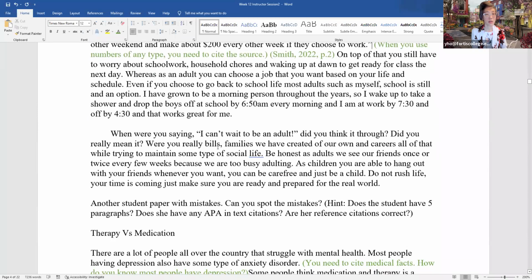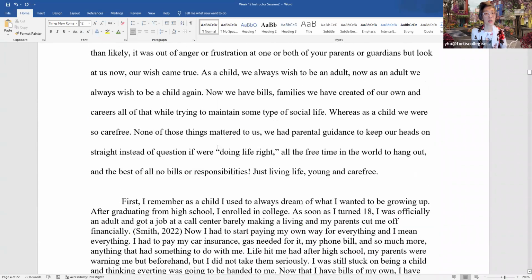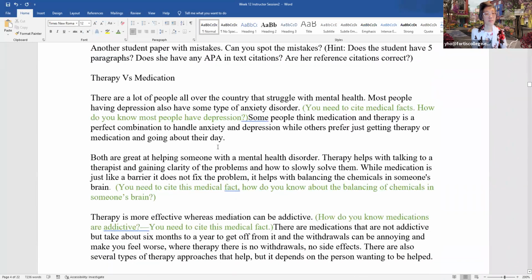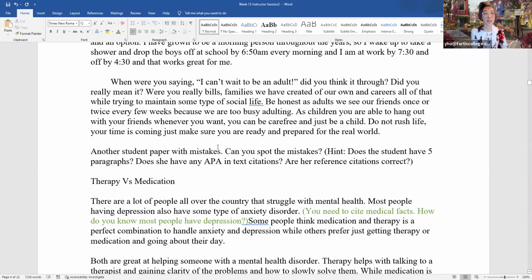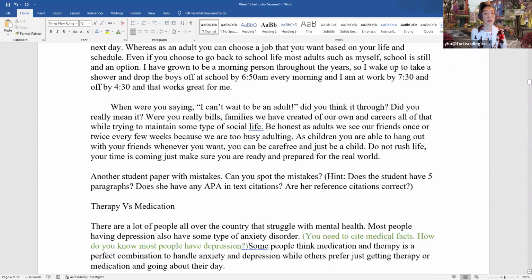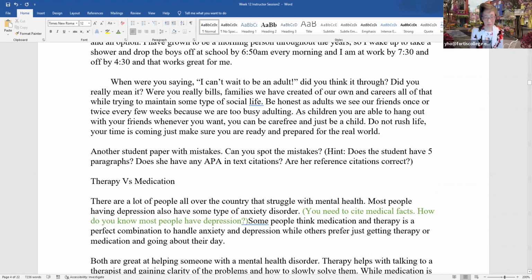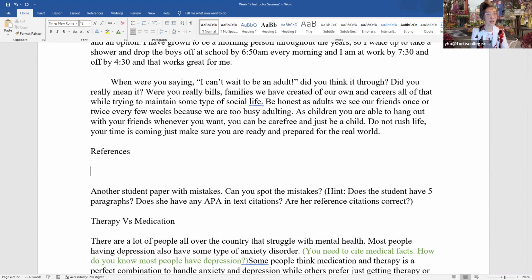And then this is all her stuff about her life. And so then she has her one in-text citation, and then she can put in her reference citation. Does she have any reference citations in her paper? This is the end of it. Oh, that's the end? Yep. So she didn't put that in. Therapy versus medication is someone else's paper. So here she should have references, and then here you have the author's name.